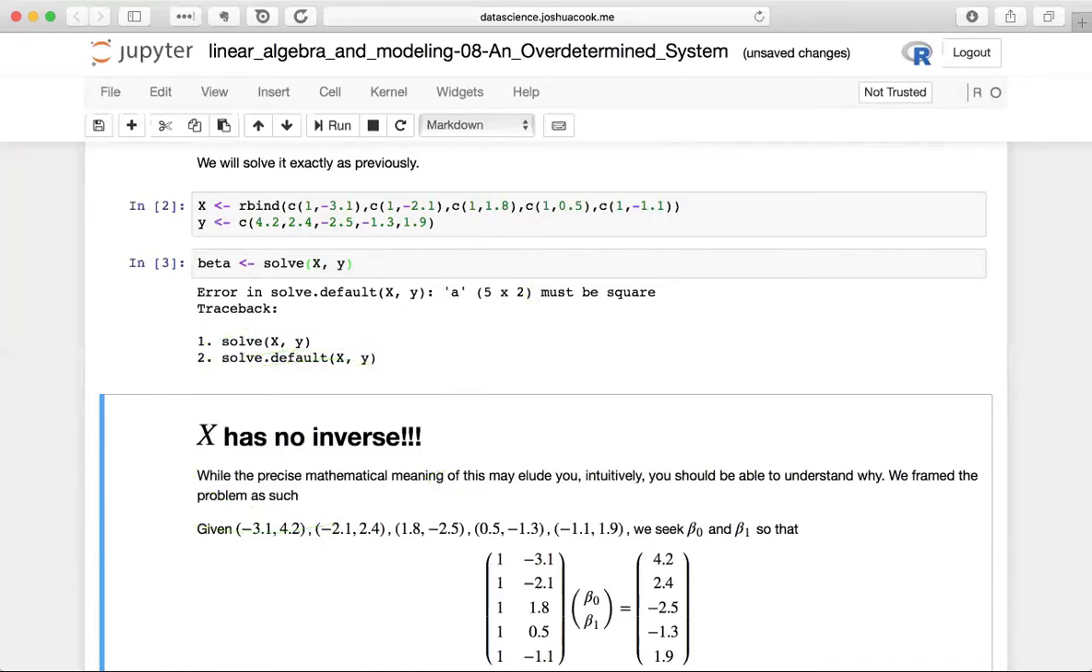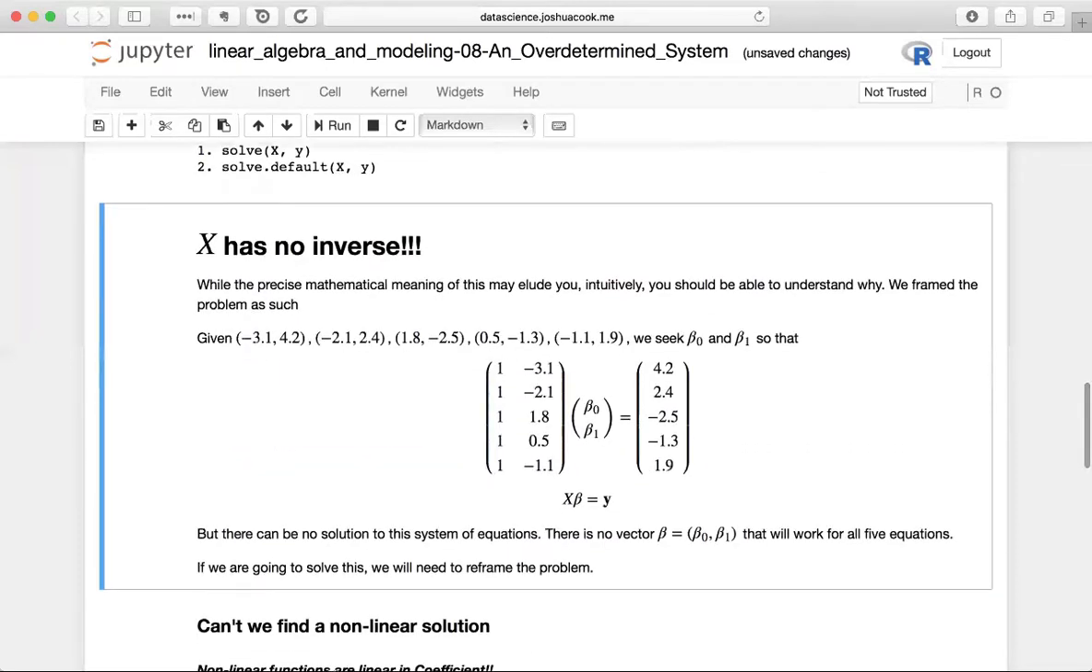Now, this is a tricky thing. The meaning of this might be that you're not ready for it just yet. Maybe it'll come to you later, or through more study. But we can probably get an intuition for this. The intuition is that there's no line that can match all 5 of these points.